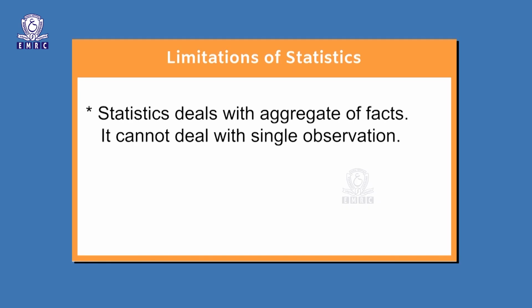Now, what are the limitations of statistics? Although statistics has a very wide application in everyday life as well as in behavioral sciences, physical and natural sciences, it has certain limitations also. And these limitations are: statistics deals with aggregate of facts. It cannot deal with a single observation. Thus, statistical methods do not give any recognition to an object or a person or an event in isolation. This is a serious limitation of statistics.